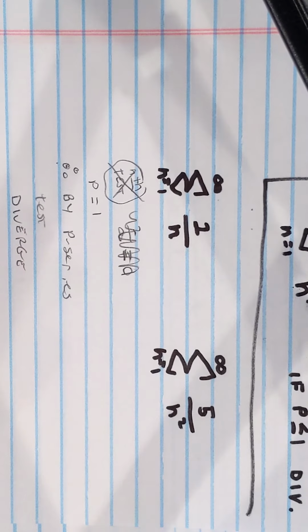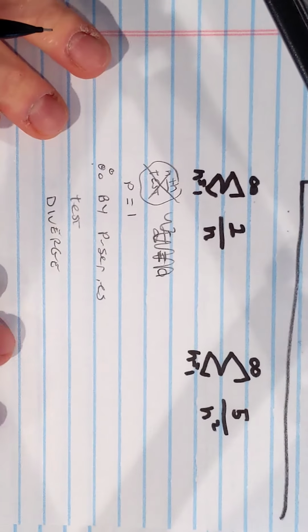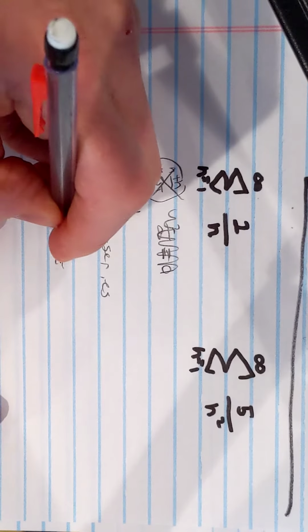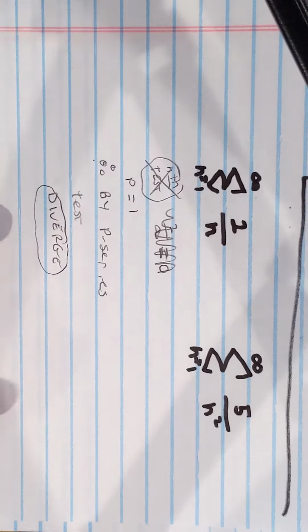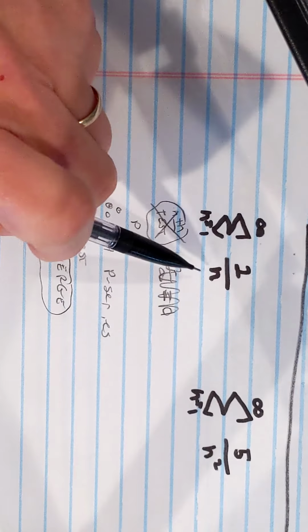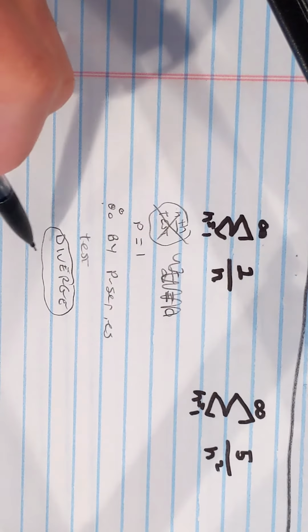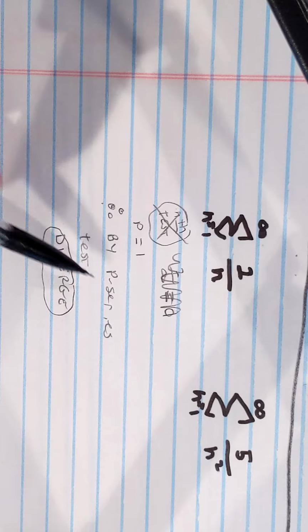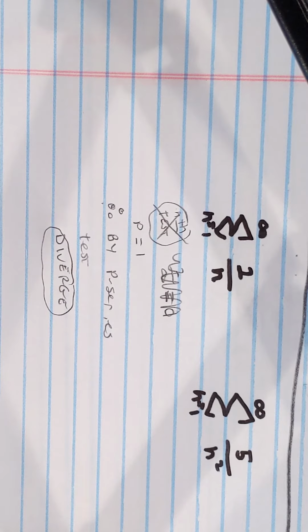Now, technically, the integral that I did is the integral test, which in fact verifies it, but this is all I have to do. On your AP test, they give me this series. I'm saying it diverges. Why? By the p-series test, p is equal to 1.